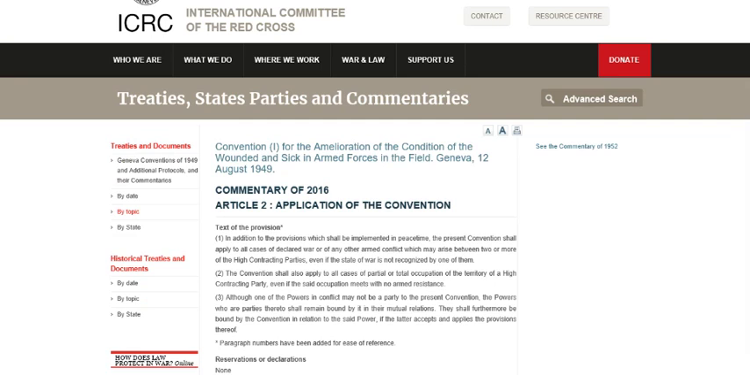The convention shall also apply to all cases of partial or total occupation of the territory of a high contracting party, even if the said occupation meets with no armed resistance. Although one of the powers in conflict may not be a party to the present convention, the powers who are parties thereof shall remain bound to it in their mutual relations. They shall furthermore be bound by the convention in relation to the said power, if the latter accepts and applies the provisions thereof. Paragraph numbers have been added for ease of reference.